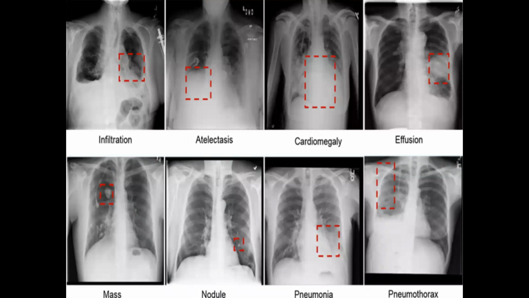So self-assessment, before that I'd just like to give a brief summary here. So this is tumor infiltration, this is atelectasis, which is left lower lobe collapse, cardiomegaly, you're able to see the cardiothoracic ratio is way larger. Then this is effusion, pneumothorax, pneumonia, a nodule, and a mass in the lung.